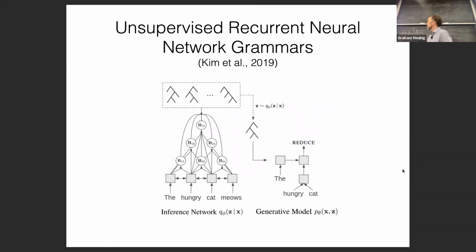So there are also unsupervised methods for learning the structure of language. This particular example is something called unsupervised recurrent neural network grammars. The basic idea is we are learning a CFG, a context-free grammar, as a latent variable.